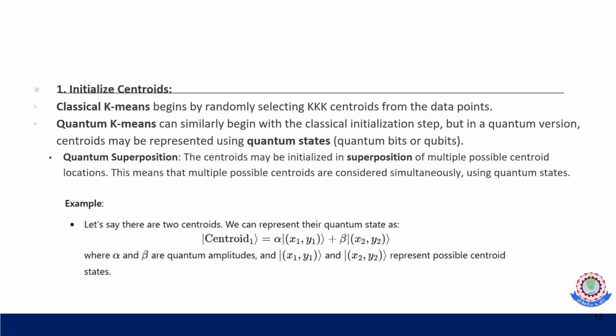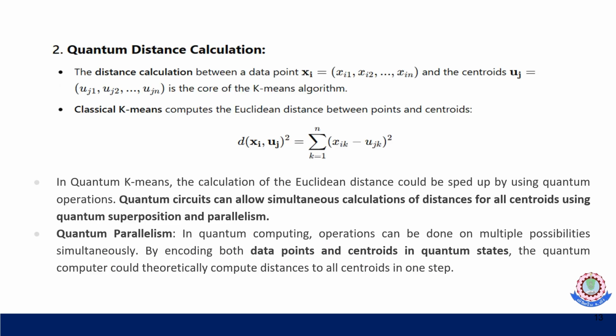So with the help of quantum states, here we have two centroids. The centroid is calculated with the help of alpha and beta quantum amplitudes. Here we have two points, x comma y. Here we are going to consider x1, y1 and x2, y2 as the possible centroid states.